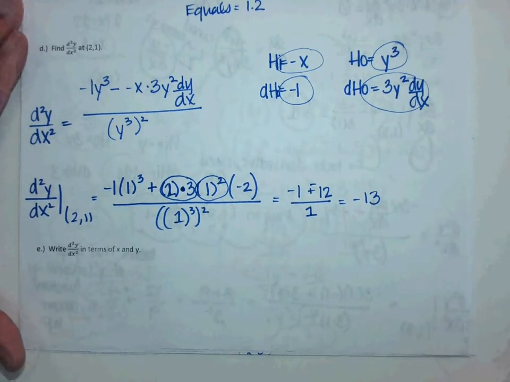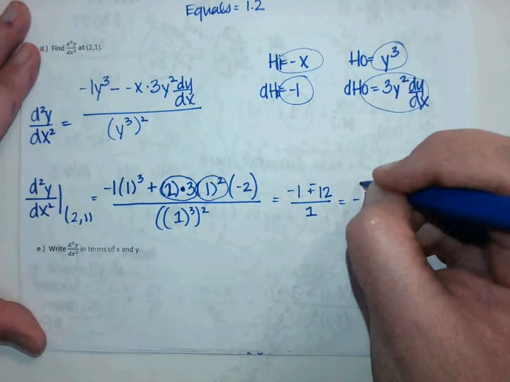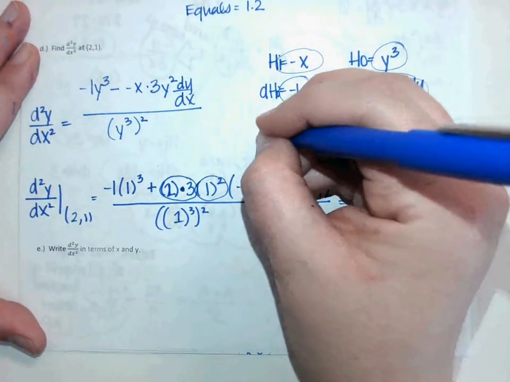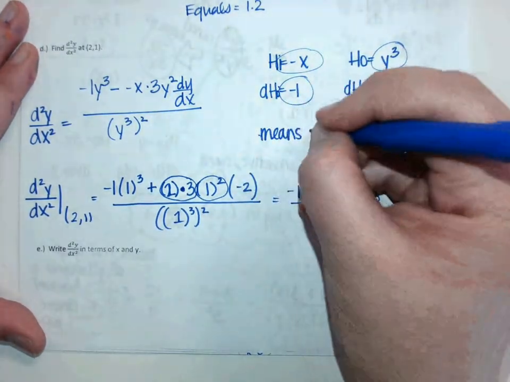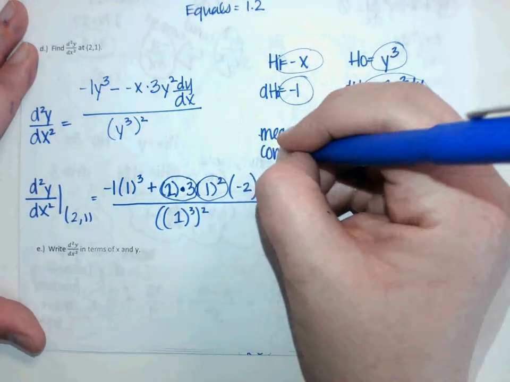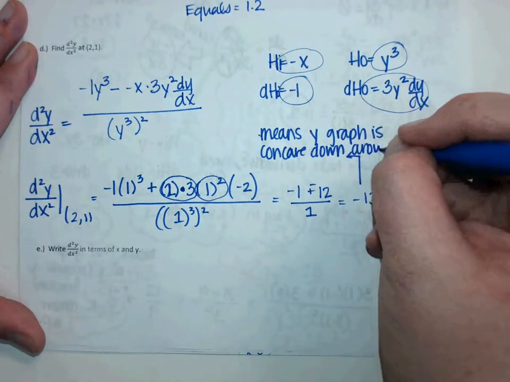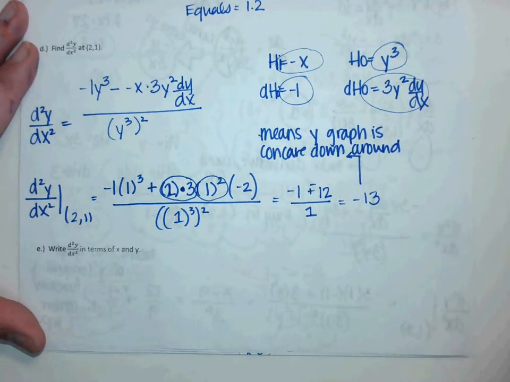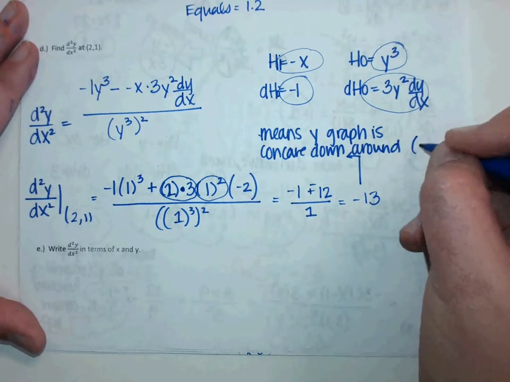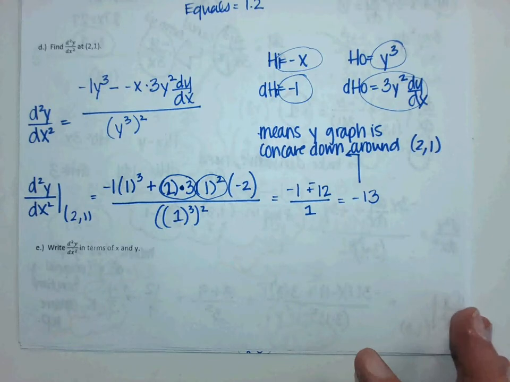Negative 13. Now question, if my second derivative is negative, what's the concavity for the original graph? Okay, so I'm going to put here, that means the y graph is concave down around the point, what was it, (2, 1). Okay? So my original graph must have been concave down or the second derivative wouldn't have come out negative.